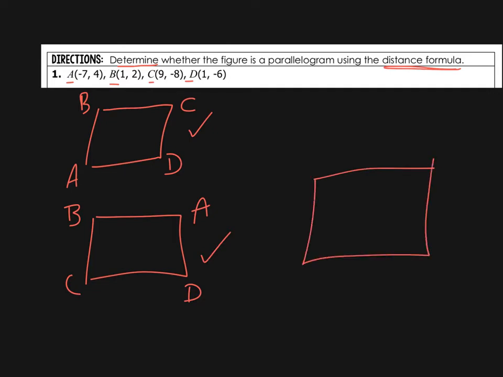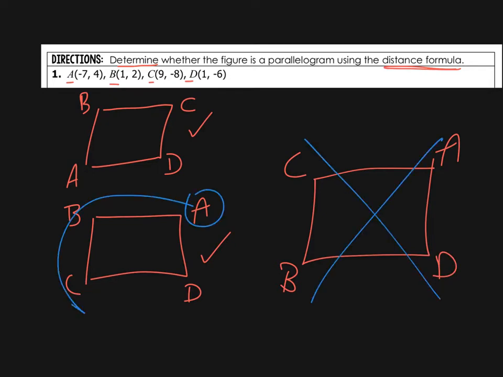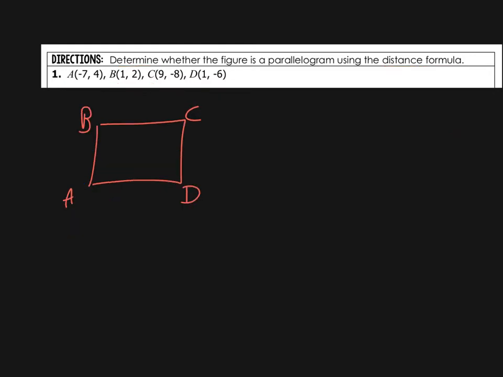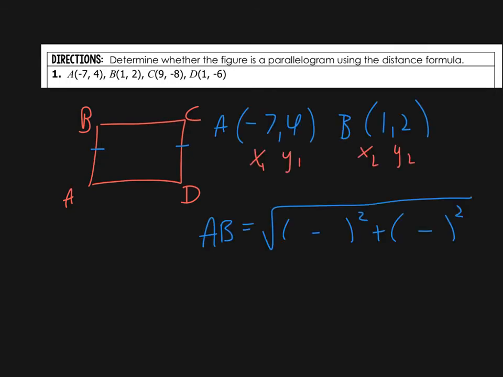What we can't do is call this A, B, C, D. That is a no-go. So start with A and go around one way, or start with A and go around that way. The reason you want to draw the picture is you want to understand which sides you're trying to prove congruent. So the first two I'm going to choose are AB and CD. Let's get into the setup for AB.